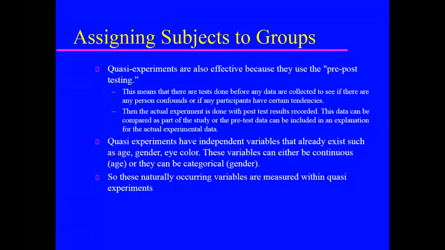But quasi-experiments have variables that already exist. In other words, the age of the person, their gender, eye color, whatever characteristics that might be. And then these characteristics can either be continuous or even categorical, such as gender. So even though you have that, something still becomes exact during the quasi-experiment.